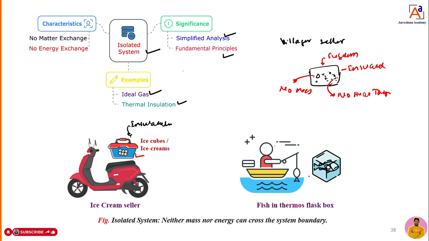Now I will move towards the next one: fish. We bring the fish in a box over a long distance, and that fish box is well insulated. What you are doing is avoiding heat transfer from the surrounding to the system. Anything external to the system is the surrounding, and this is the system. With the help of this insulation, you avoid heat transfer from the surrounding to the system. That type of system we can call an isolated system.